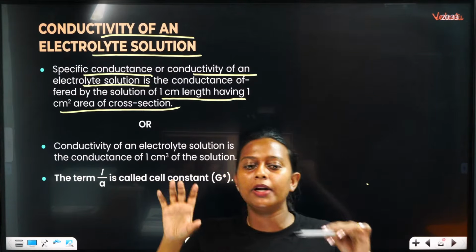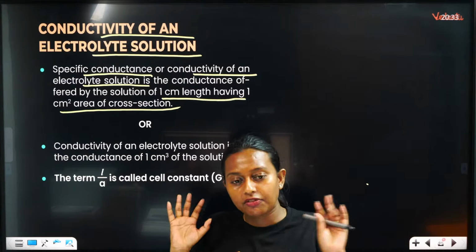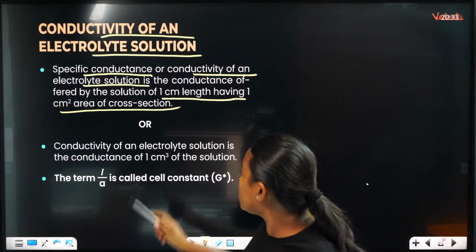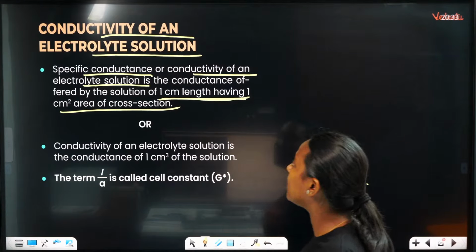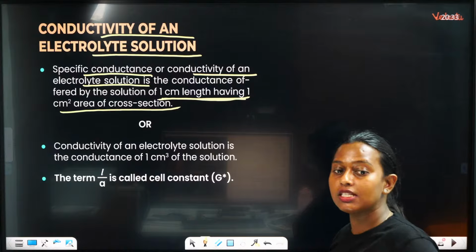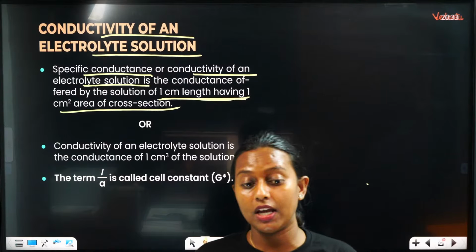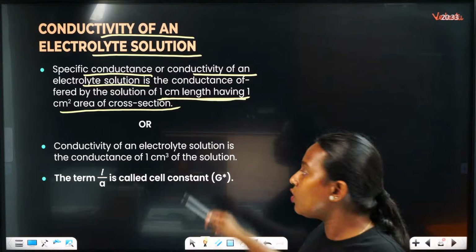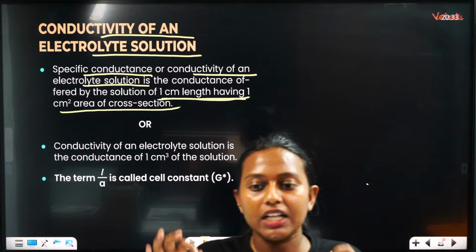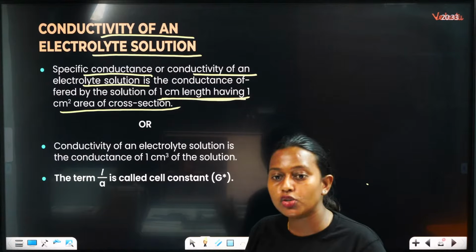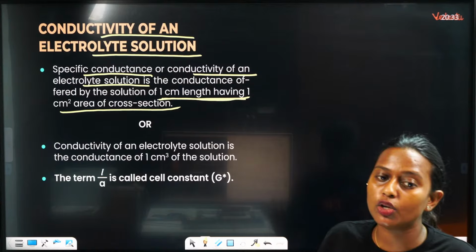I will tell you, take a tube and fill it with the electrolyte. The speciality of the tube is that its length is 1 centimeter and its area of cross section is 1 centimeter square, not cube, it is square. However much conductivity the solution offers, that is the conductivity of the solution.